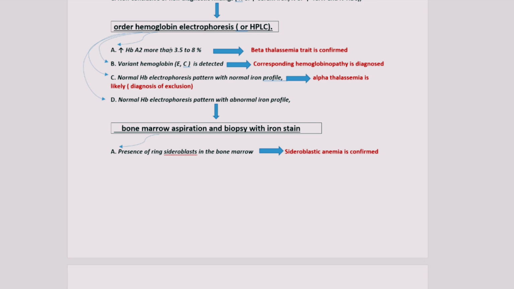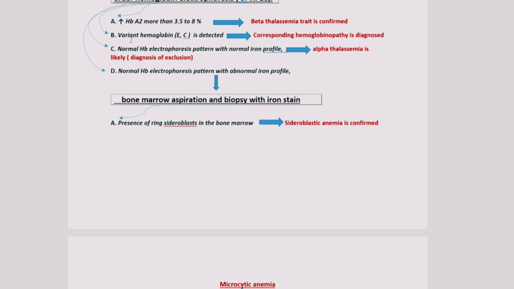If hemoglobin A2 is high, from 3.5 up to 9 or 8, beta thalassemia trait is diagnosed. This is a definitive test for diagnosis of beta thalassemia trait, which is hemoglobin electrophoresis with a high hemoglobin A2 value. If hemoglobin E or C are detected, then hemoglobin E or C is diagnosed.